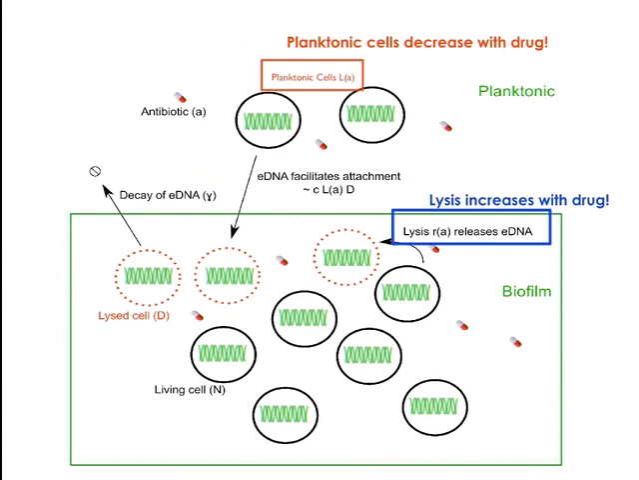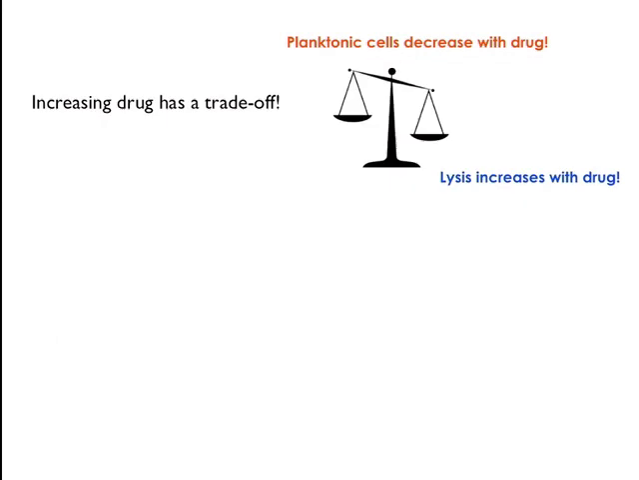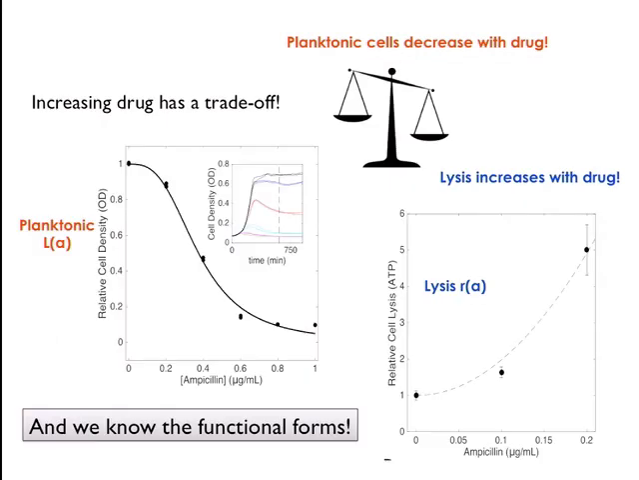And what's important about this is you have 2 main ingredients of this model that work against each other. Lysis, we expect to increase with drug, right? But the number of planktonic cells we expect to decrease with drug. And so what we think is that there's some trade-off going on between these 2 effects. And it turns out that we already have the functional forms of these 2 effects, right? We know how planktonic cells change as a function of drug, and we know how lysis changes as a function of drug.